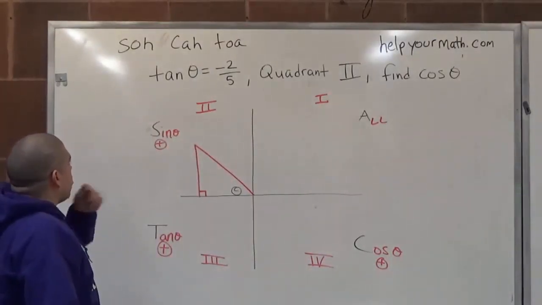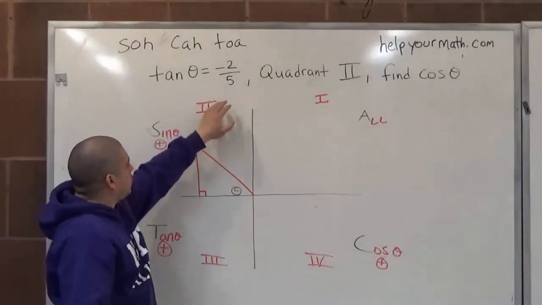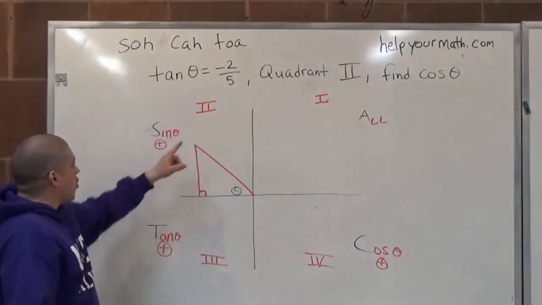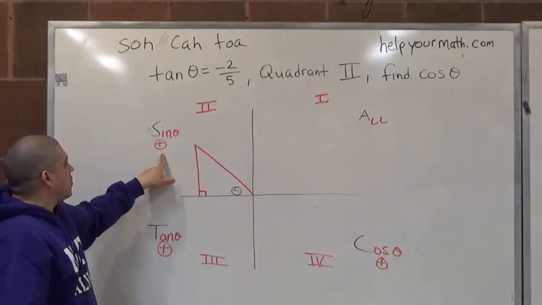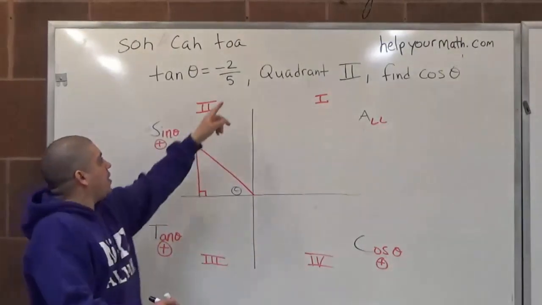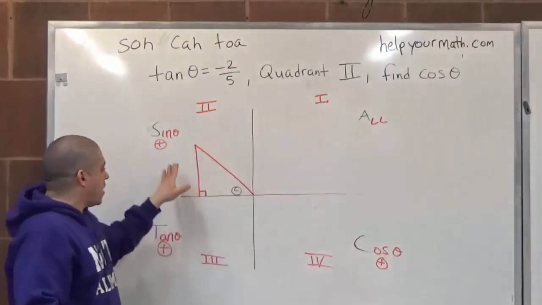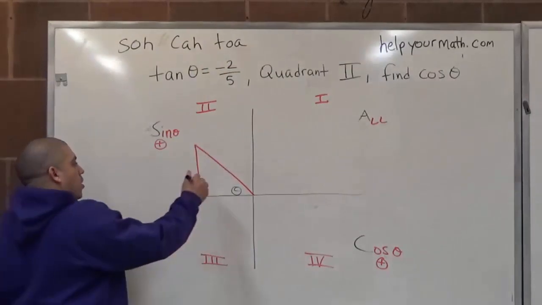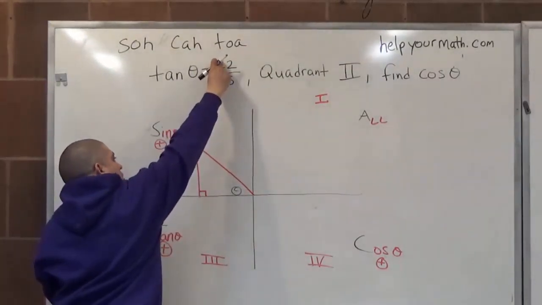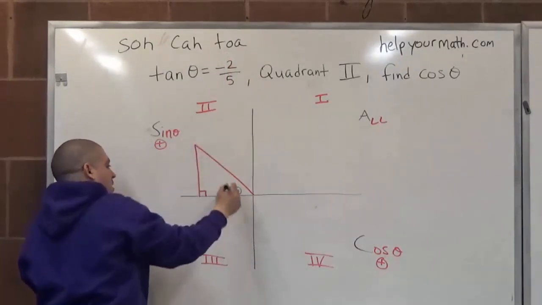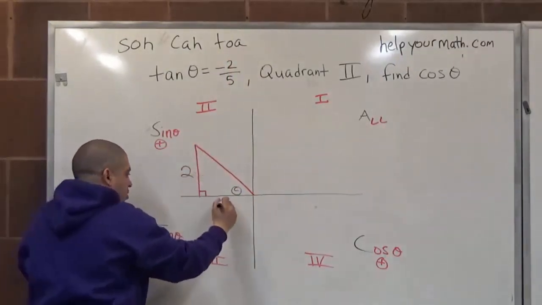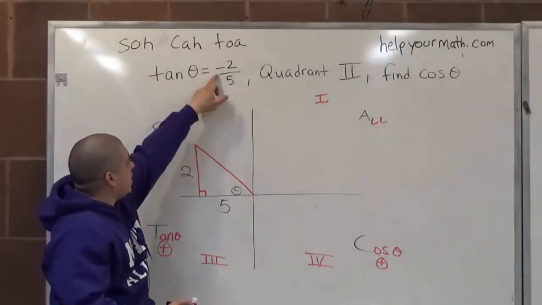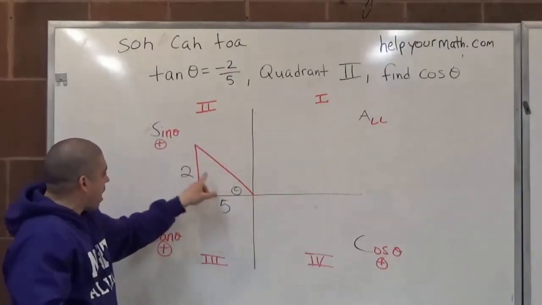Alright, so we know that tangent of theta is -2/5. We're in quadrant 2, where only the sine is positive, and that explains why this is negative. Now these numbers are going to help dictate the sides. Tangent is opposite over adjacent. We're not going to focus on the sign right now, just the number. So the opposite is 2 and the adjacent is 5. Tangent of theta is -2/5: negative because of the quadrant, and 2/5 because it's opposite over adjacent.